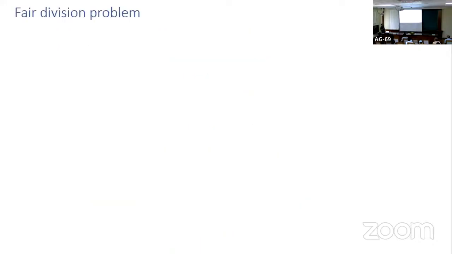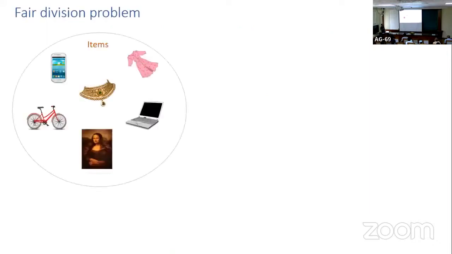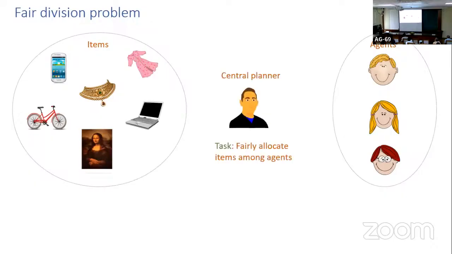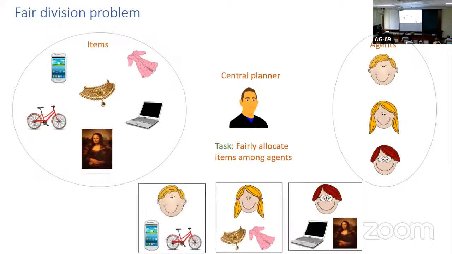Okay, so in a fair division problem, we are given a set of indivisible items. What do we mean by an indivisible item? An item cannot be divided and distributed among agents. It has to be given either completely to some agent or it is left unassigned. We have a set of agents who have values for these items, and there is a central panel whose task is to fairly allocate items among the agents. What it means for an allocation to be fair, we'll see shortly.